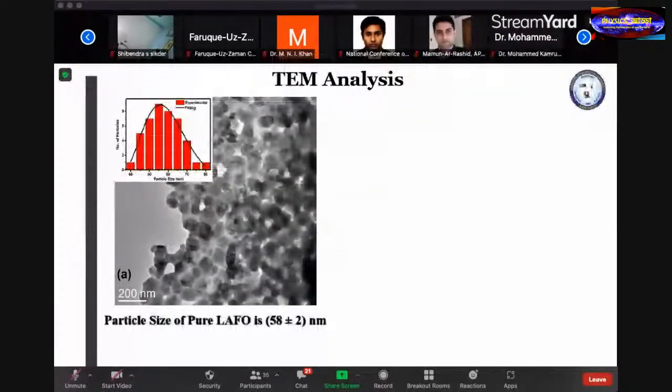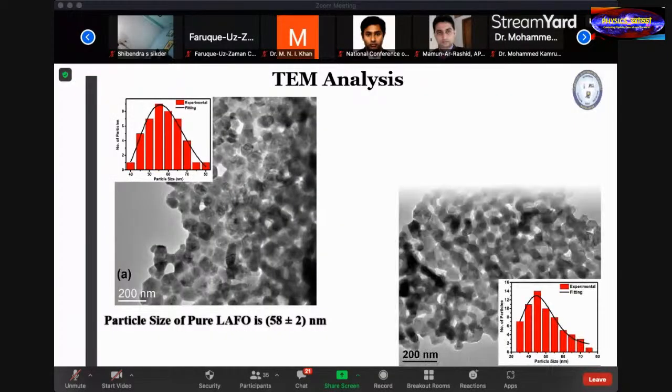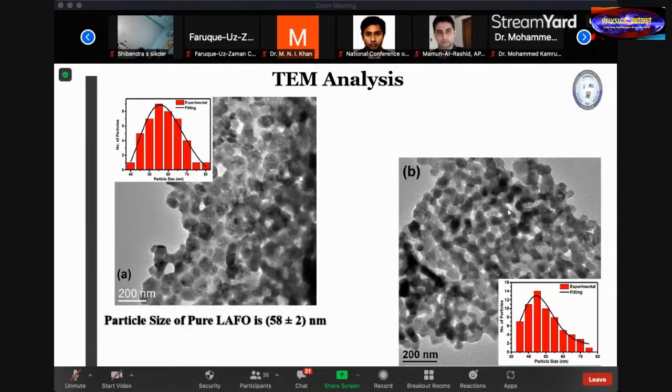This is the TEM analysis. We see this is for the pure lanthanum ferrite, and the particles are almost spherical in shape, and 58 nanometer plus minus 2 means the error. We got an error of 2 nanometers, and around 58 nanometers we got the particle size with the normal fitting. And here this is for 10% samarium doped lanthanum ferrite, and the particle size is around 44 nanometers. Here also we got the spherical shape of the particles.